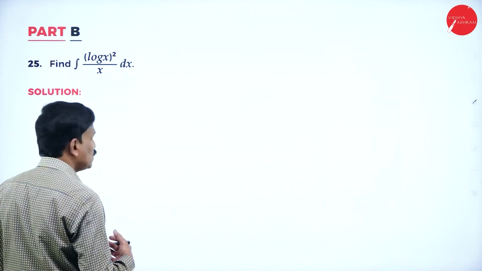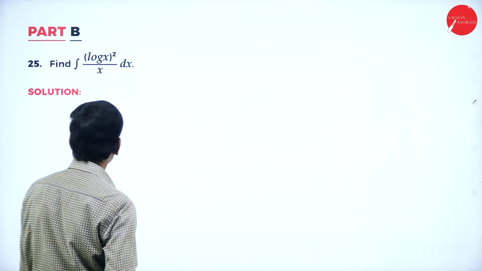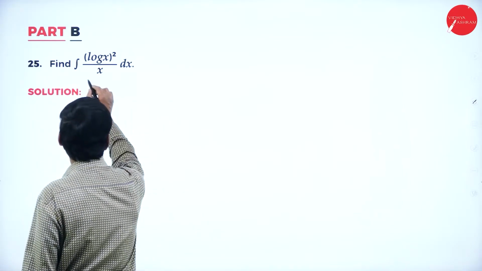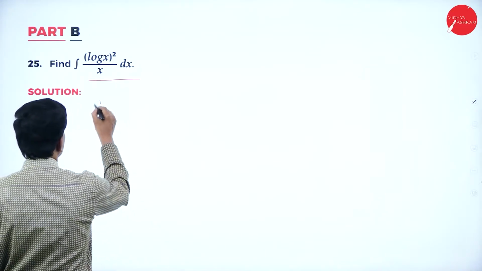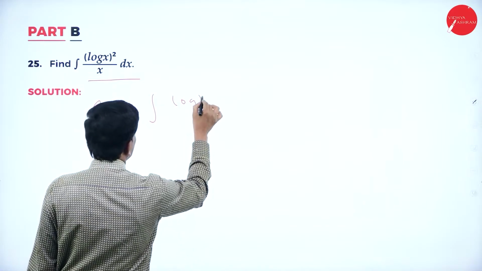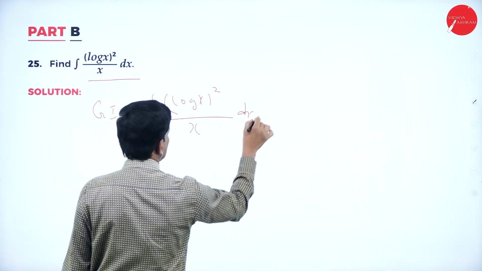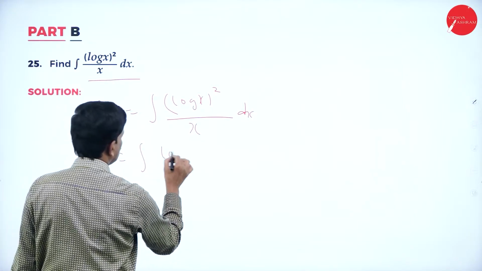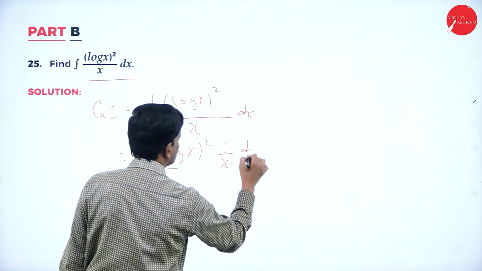The next problem is from integration. So this is an ordinary integral. Find the integral of log x whole square divided by x. The given integral is integral of log x whole square divided by x into dx. This can be written as logarithm of x whole square into 1 over x dx.